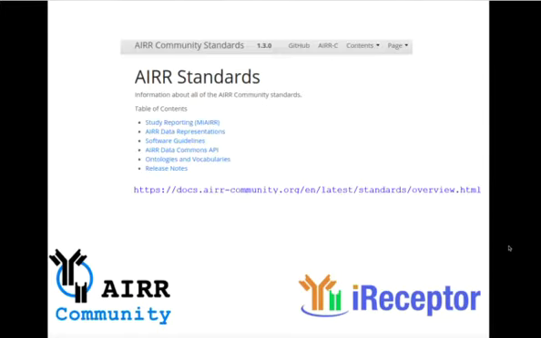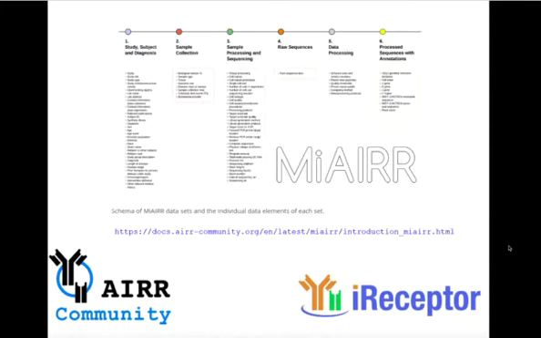To solve this problem, the AIRR Community has established a set of standards for the curation and sharing of AIRR-seq data. This includes the MiAIRR standard, which is recommended as a minimal standard for the curation of study, sample processing, cell processing, and nucleic acid processing metadata for studies that involve AIRR-seq data.